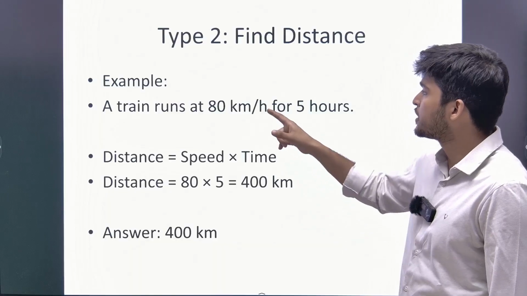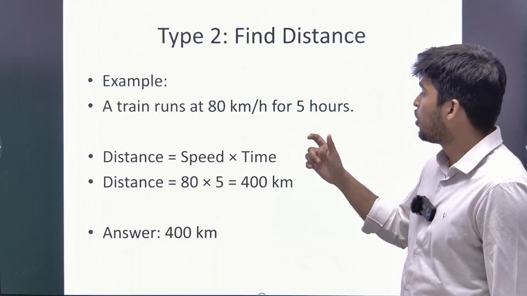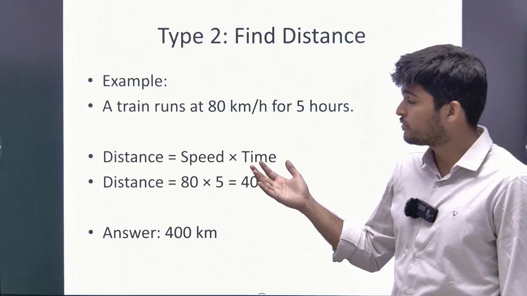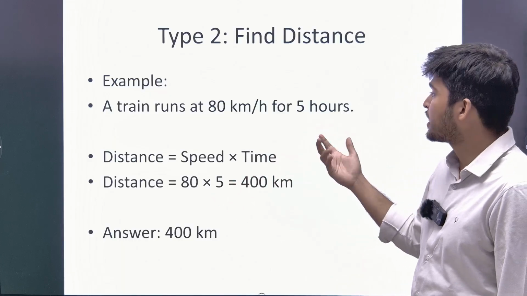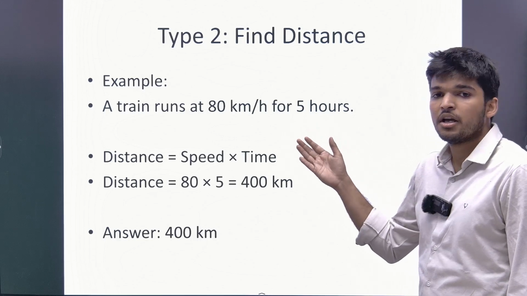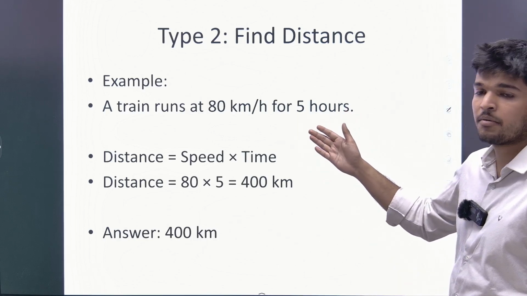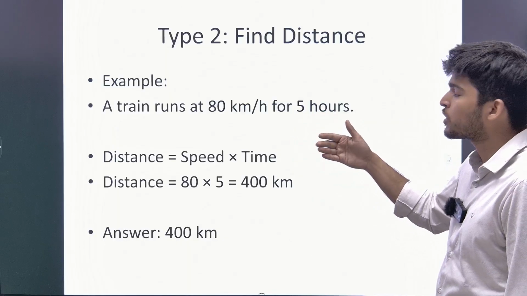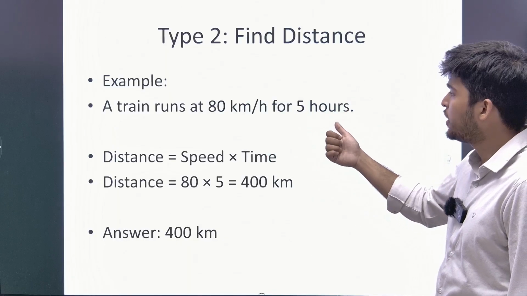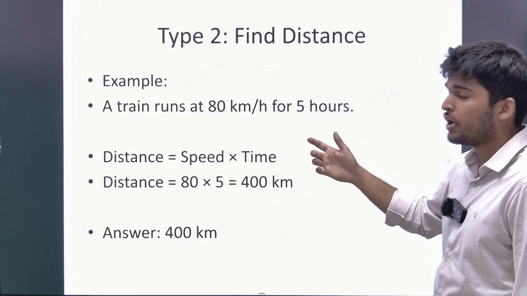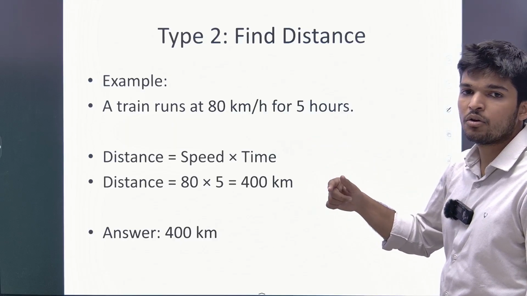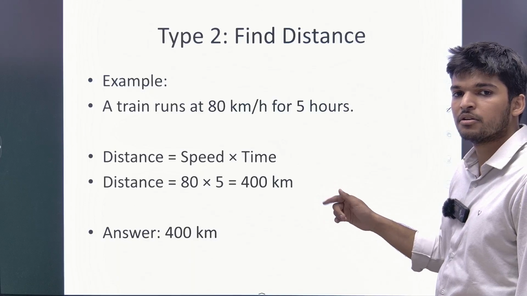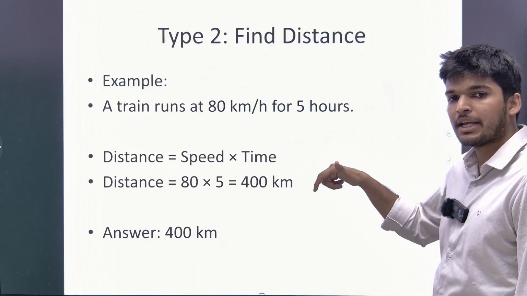But if the speed would have been in meter per second or the time would have been in minutes or seconds, we had to do the conversions. For example, this is 5 hours. If instead of 5 hours, it would have been 300 minutes, we had to convert it to bring it into hours. Or if it would have been in seconds, we had to divide it by 60 into 60, that is 3600, to convert seconds to hours.